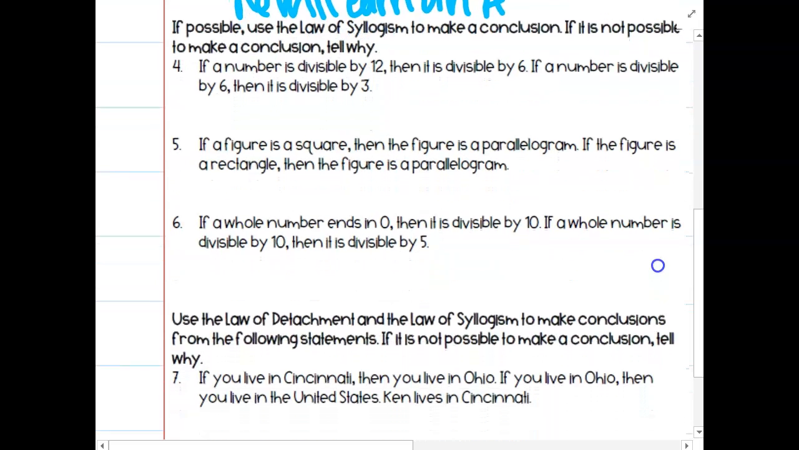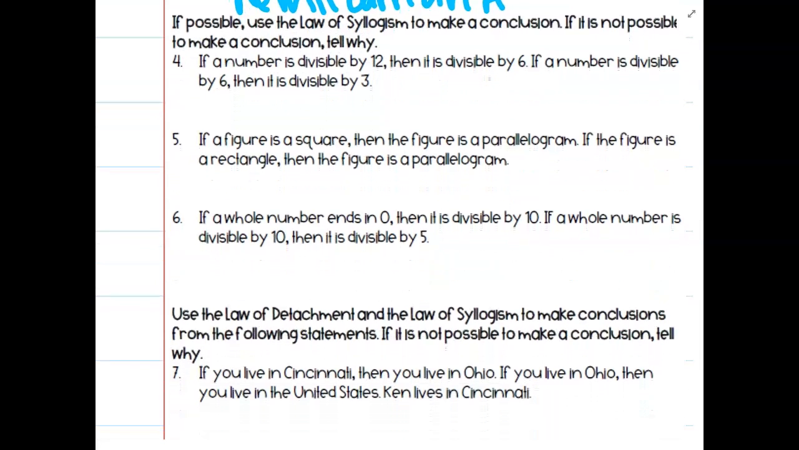So number 4 says, if a number is divisible by 12, then it is divisible by 6. If a number is divisible by 6, then it is divisible by 3. So what you're checking, okay, the first hypothesis leads to a conclusion. What's the conclusion of that first conditional? What's the conclusion for that first conditional?